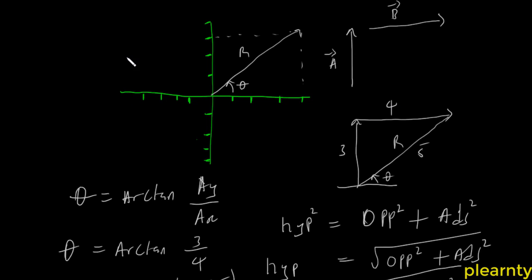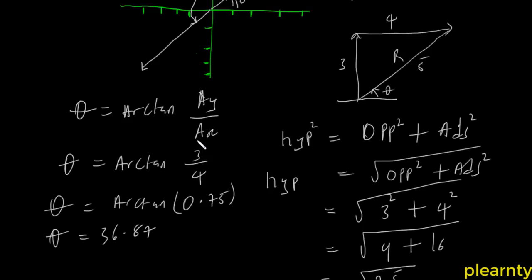So we have something like this. Minus 4, minus 3. So you have something like this. And your theta will be this. So how do we solve this?